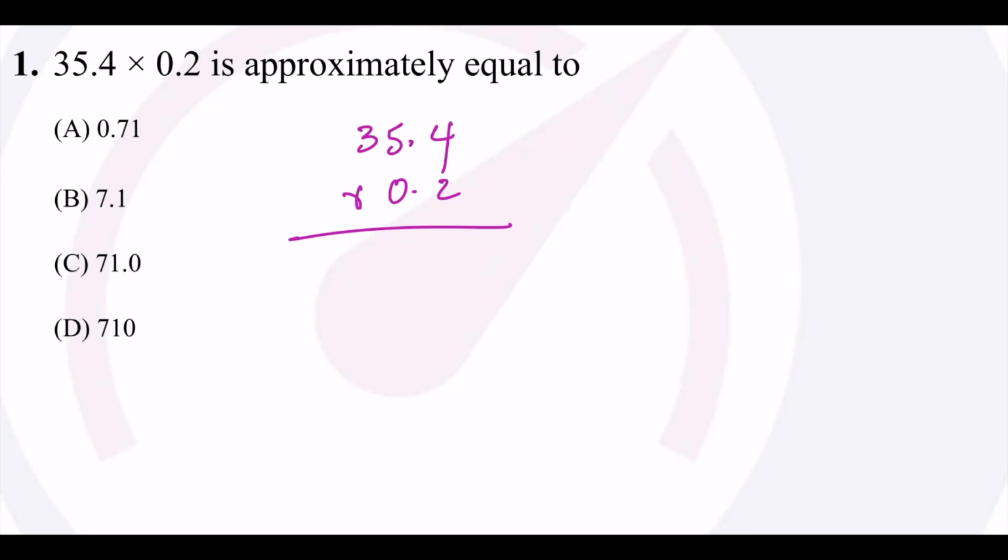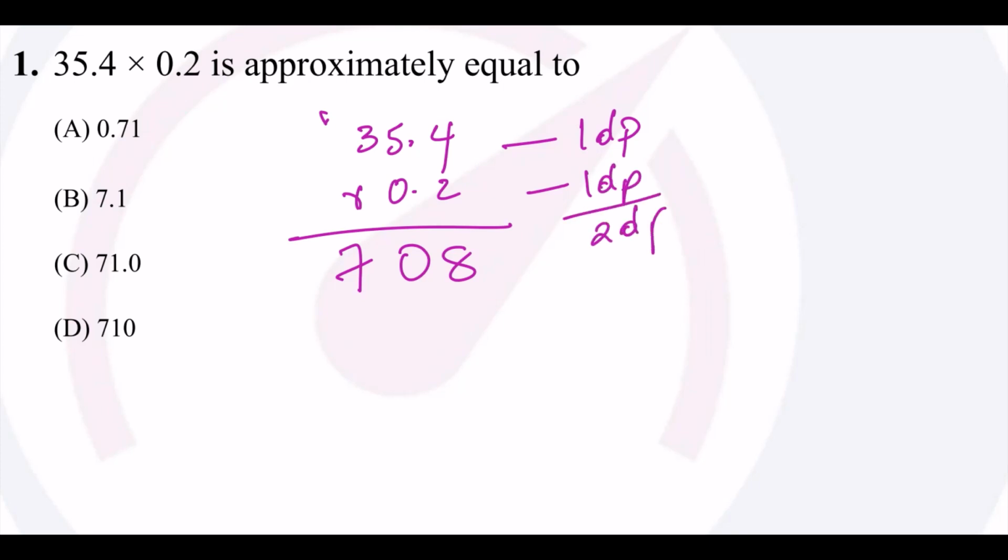So we have 2 times 4, that gives us 8. 2 5s, 10, carry 1. 2 3s are 6 and 1 is 7. Now we have one decimal place here and we have one decimal place here. So we have a total of 2 decimal places. So we go 2 places from the back, 1, 2, so our decimal point comes there.